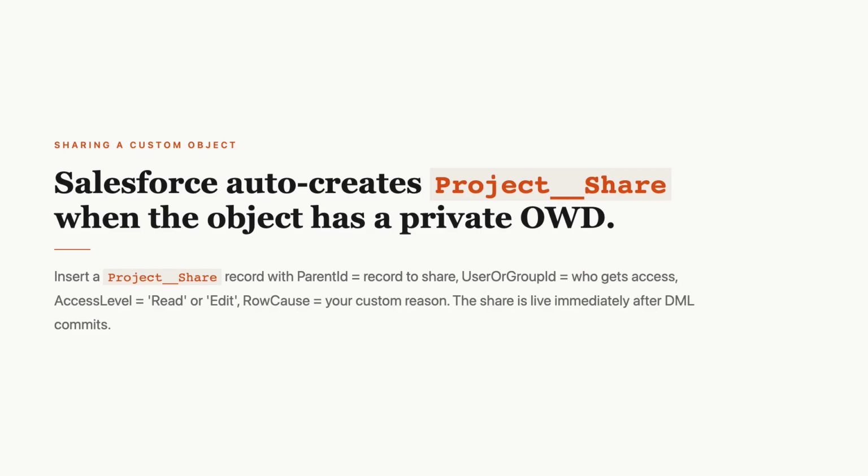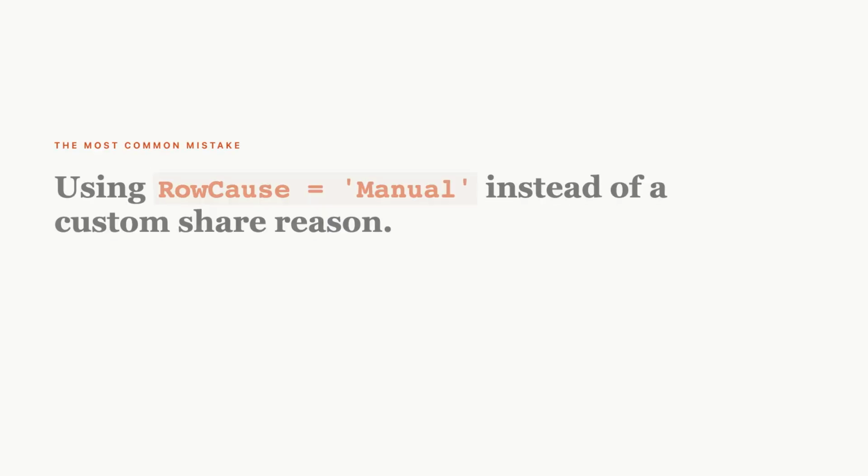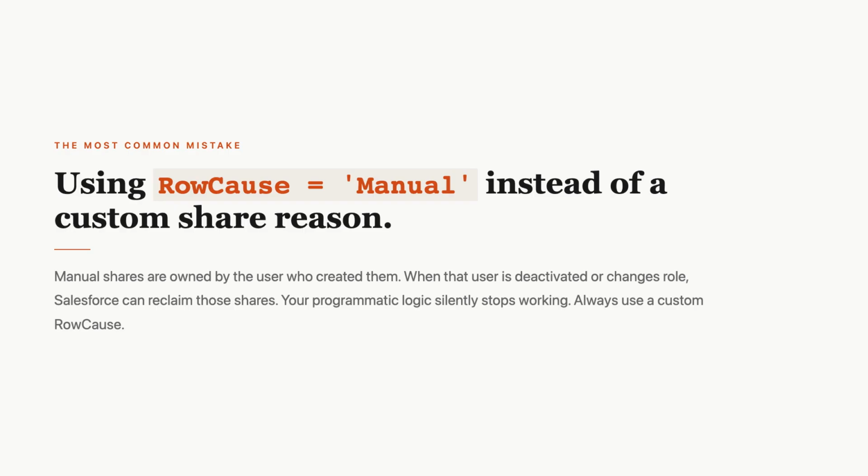The most common mistake with Apex Managed Sharing is using manual as the rowcause. Manual is the system-defined rowcause for shares added by a user through the standard Salesforce UI. If your Apex creates share records with rowcause equals manual, those records are indistinguishable from user-added shares in platform tools and reports. You cannot audit them separately, cannot recalculate them programmatically, and Salesforce may interfere with them during standard recalculation events. Always create a custom share reason and setup. Use that as your rowcause. Your Apex Managed Shares become auditable, distinguishable, and handled correctly by Salesforce internals.